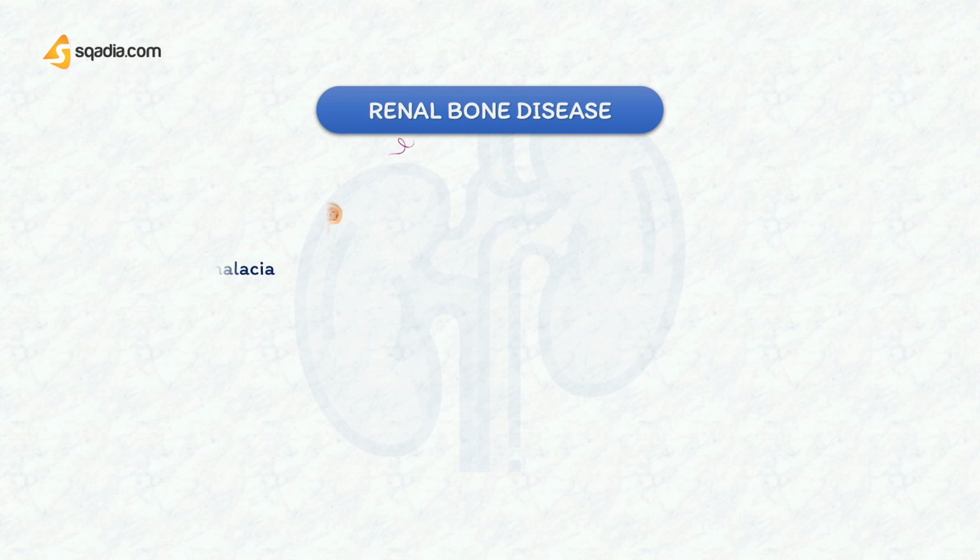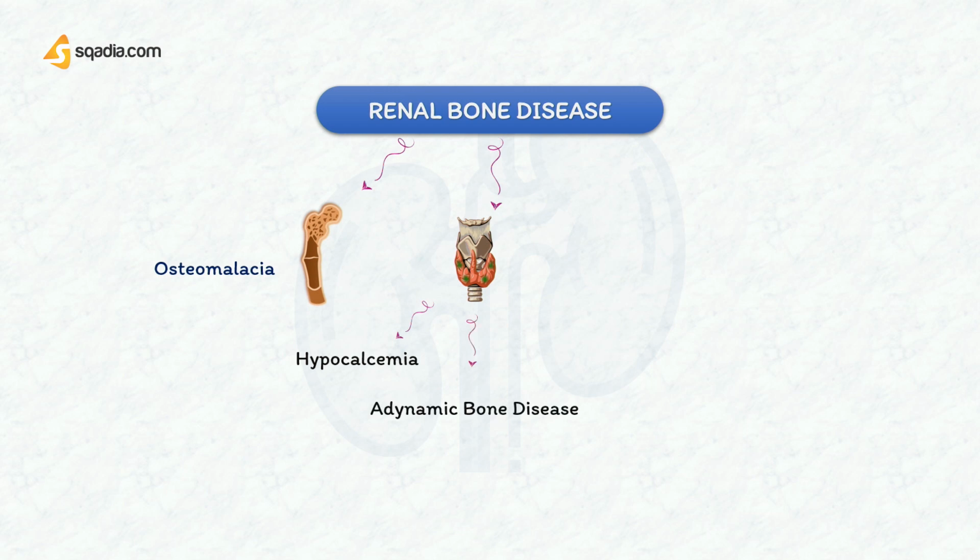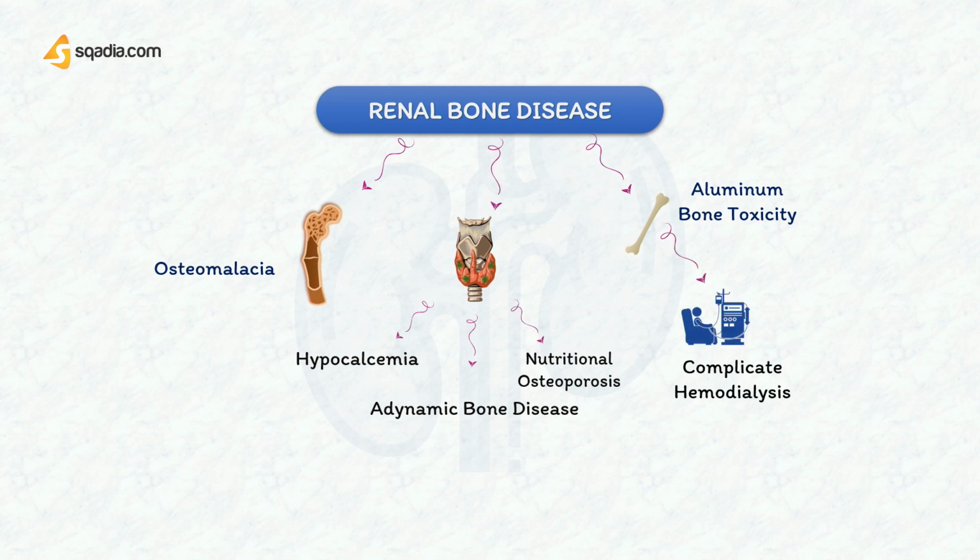Okay, so coming to renal bone disease. Now, this can be profound and also disabling, and mostly relates to osteomalacia, which is the failure of renal hydroxylation of vitamin D. It may also relate to secondary hyperparathyroidism, which is driven by chronic hypocalcemia that is caused by high phosphate and low vitamin D. Adynamic bone disease and nutritional osteoporosis also relate to renal bone disease. This may also lead to aluminum bone toxicity, which may actually complicate hemodialysis.